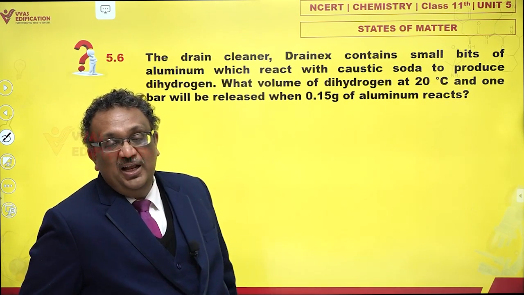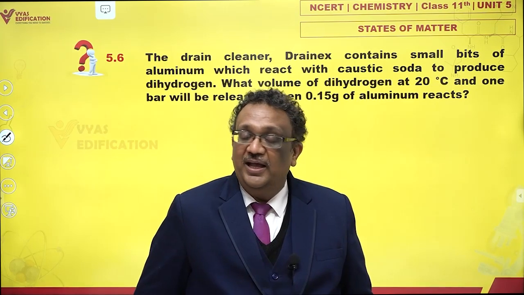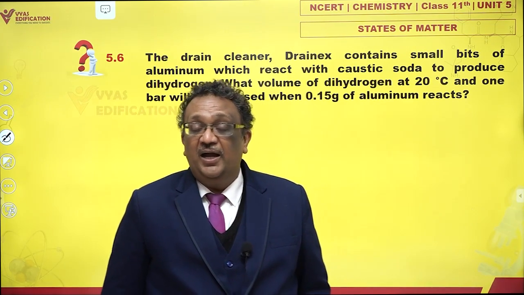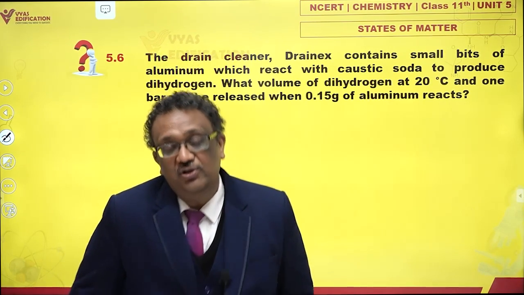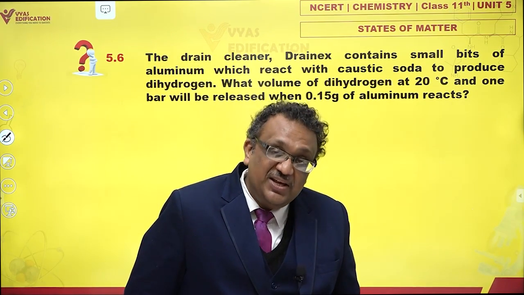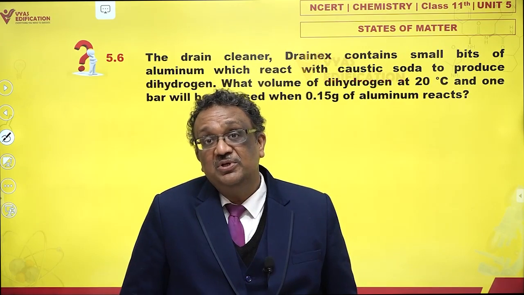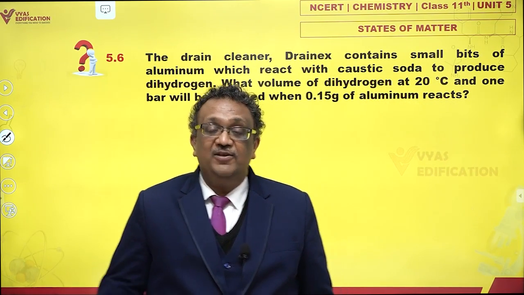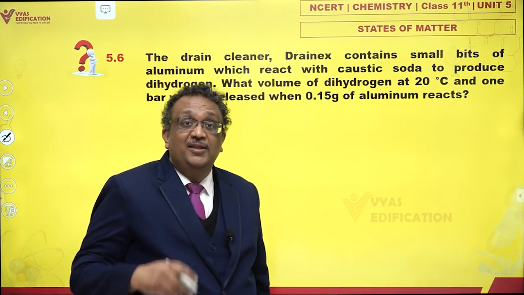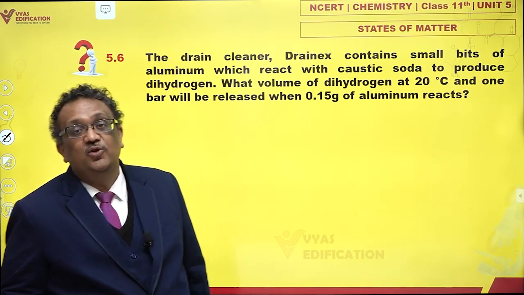Now they are reacting aluminium with NaOH, caustic soda, and they want the release of dihydrogen gas. They want to do calculations. This is gaseous state combined with mole concept. Unfortunately, you have to be aware of the equation. The first problem which you might encounter is that you don't even know which equation you have to write down.